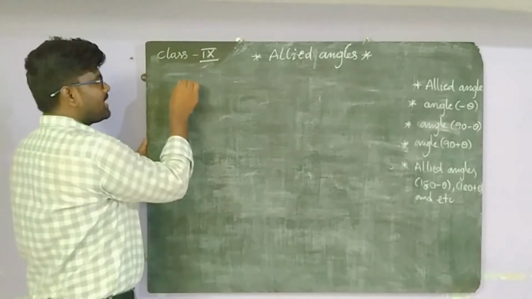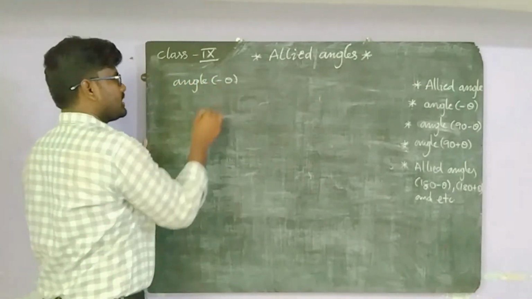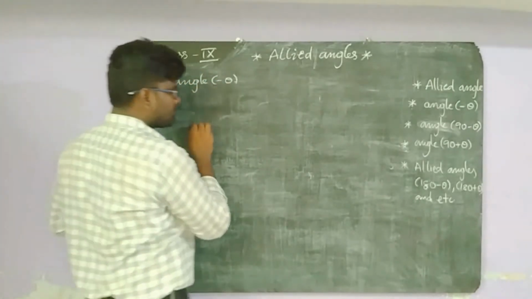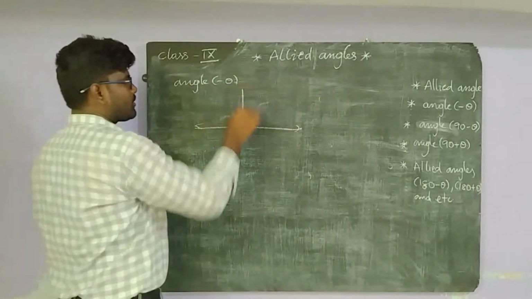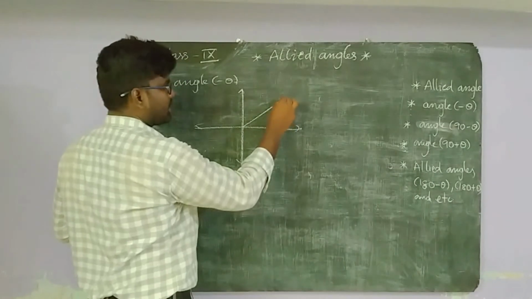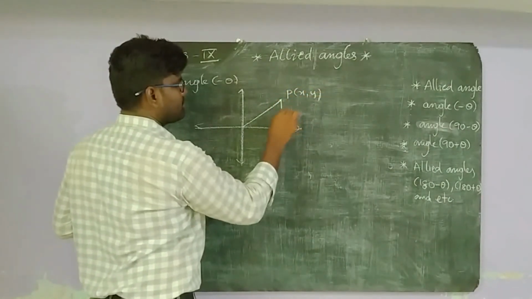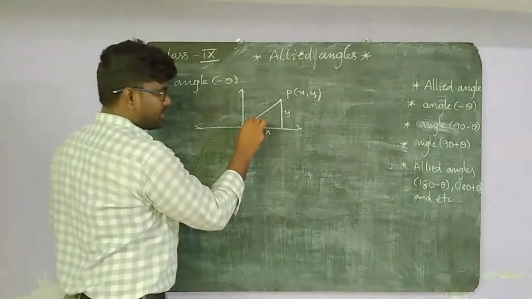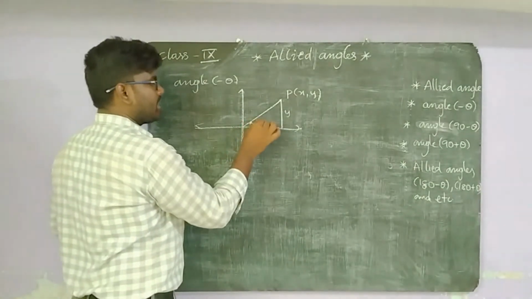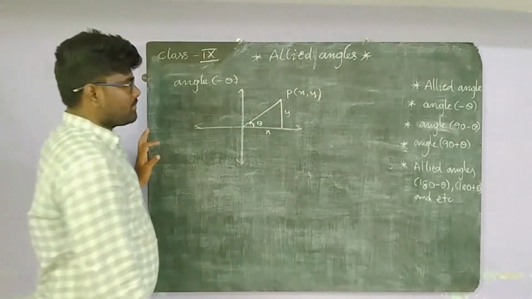Whenever we are taking a quadrant, here it is the first quadrant. This point is P(x, y), then this will become y and this will become x. This is angle theta. When we go in the anti-clockwise direction, we get a positive angle.